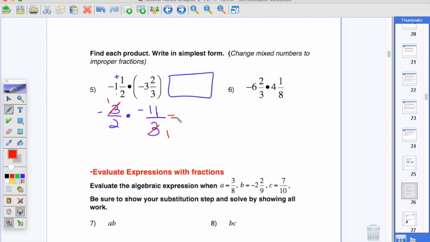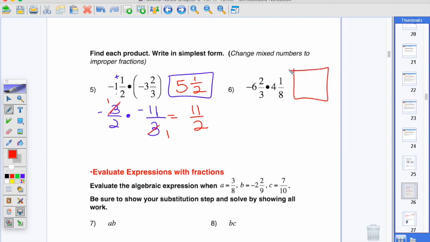And that's it. So I multiply going across. Negative times a negative is a positive, and then I'm left with 11/2. 11/2 is improper, so we rename it. 2 goes into 11, close to it, 5 times. That gives you 10, and there's 1 left over, so it's 5.5.